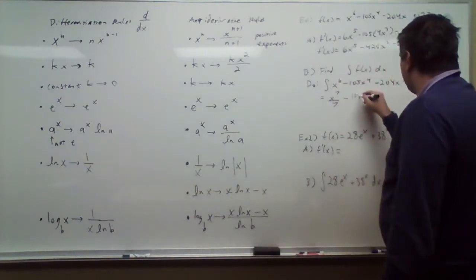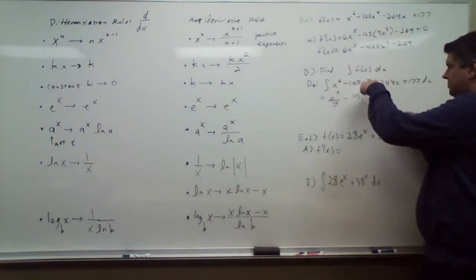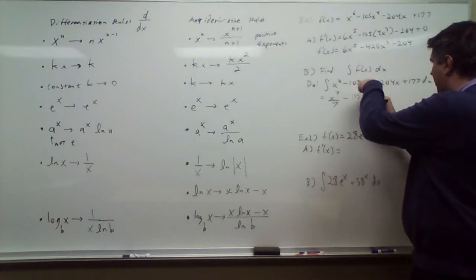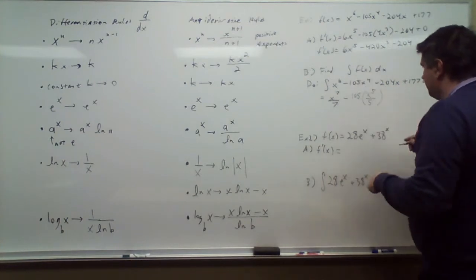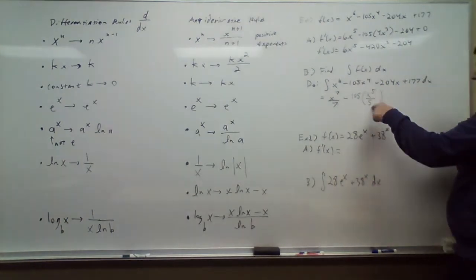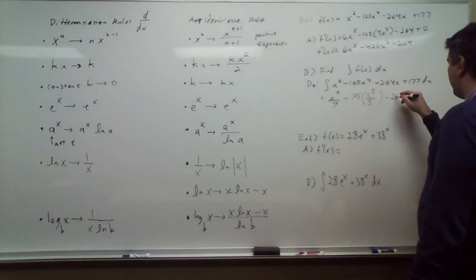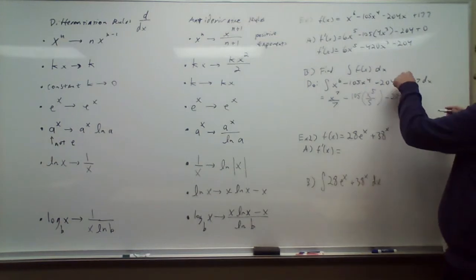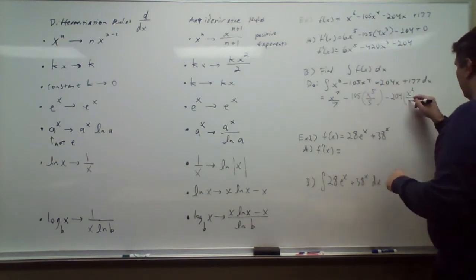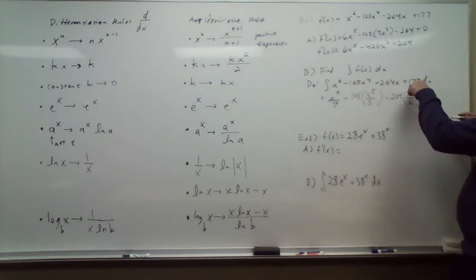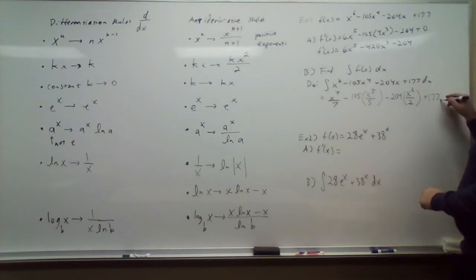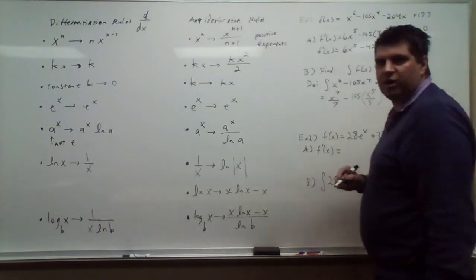minus 105. This goes up to x to the 5th. We put it over 5. New power on top is your new denominator. Minus 204. We go up from x to the 1st to x squared. Put it over 2. The antiderivative of the constant with respect to x would be the constant times x, so 177x. And then plus c to account for a constant.